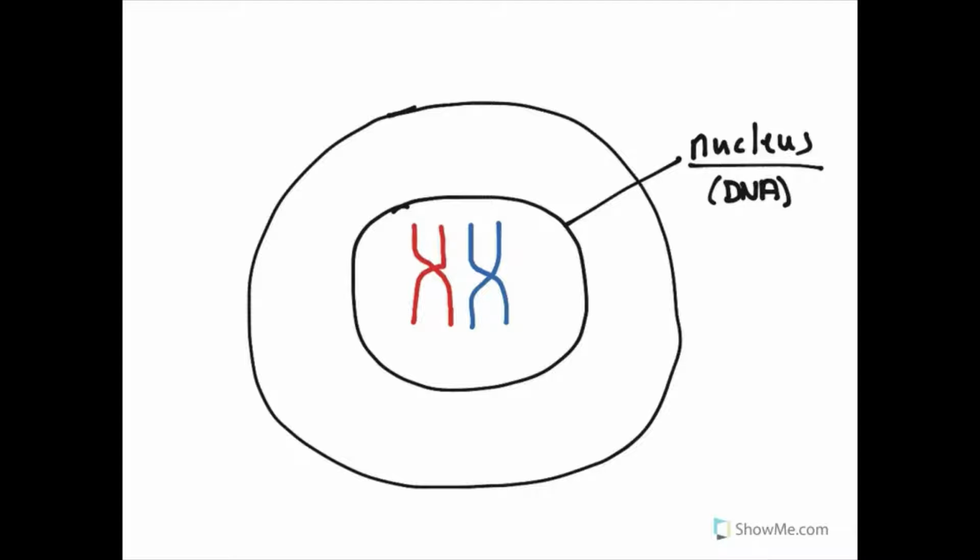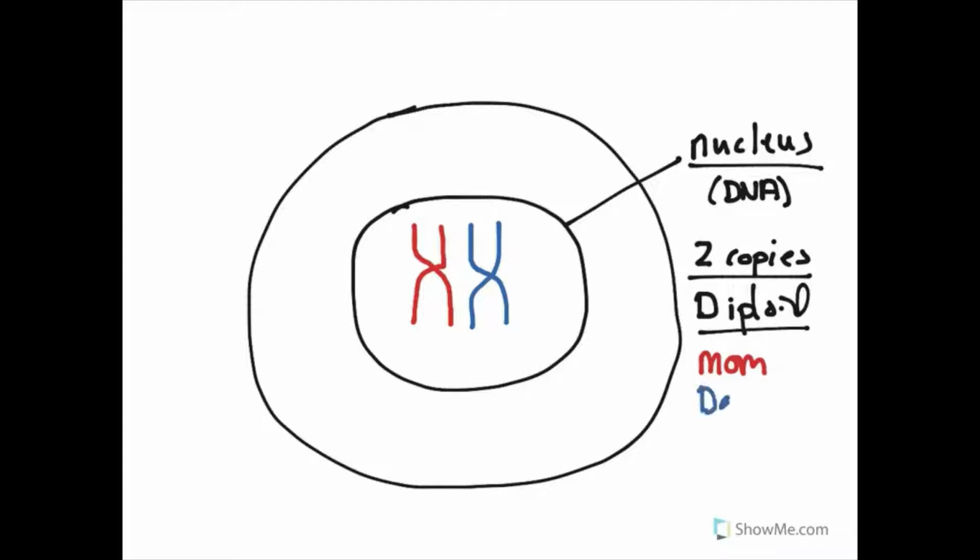So what do we call it? If you have 2 copies of each chromosome, we refer to that as being diploid. Now, a diploid cell has 1 chromosome they got from their mom and 1 chromosome they got from their dad. And so I've got the maternal chromosome in red here, the paternal chromosome in blue here.